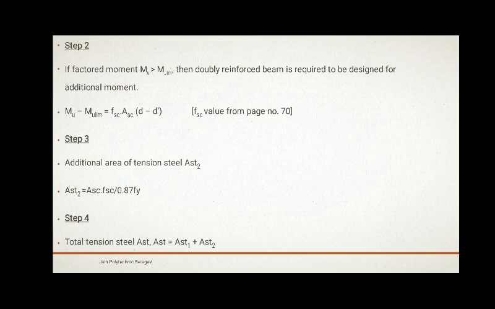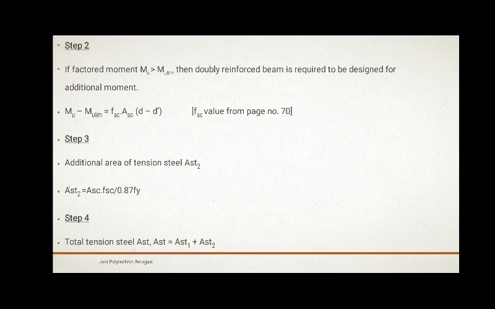Step 2, if factored moment, that is Mu, is greater than Mu limit, then a doubly reinforced beam is required to be designed for the additional moment. That is Mu minus Mu limit is equal to Fsc Asc (d minus d dash). So Fsc value we get from page number 70 of IS 456, and Asc is the area of steel in the compression zone.